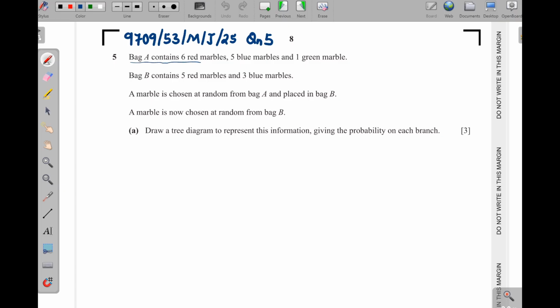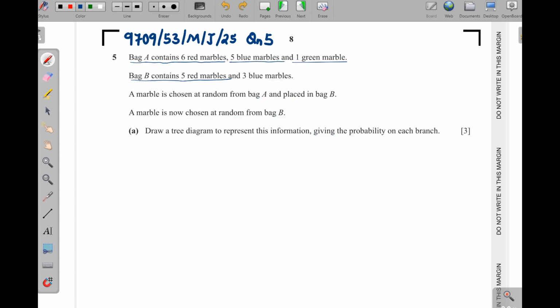Bag A contains 6 red marbles, 5 blue marbles, and 1 green marble. Bag B contains 5 red marbles and 3 blue marbles. A marble is chosen at random from bag A and placed in bag B. A marble is now chosen at random from the bag. Draw a tree diagram to represent this information.